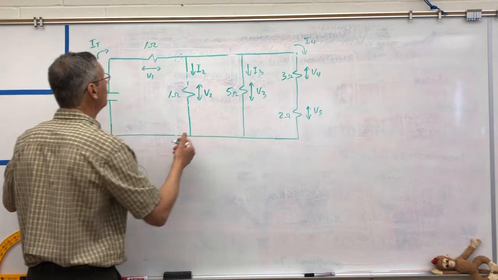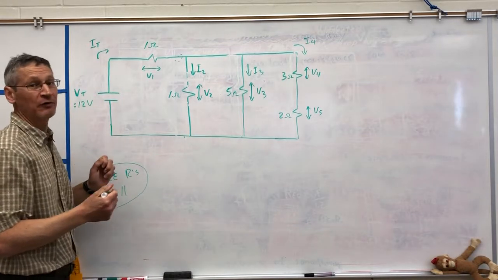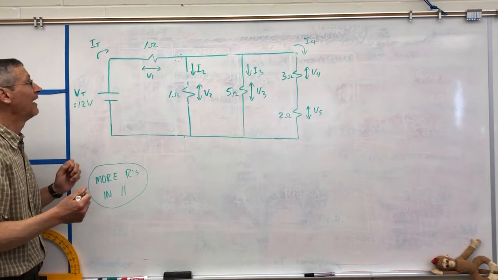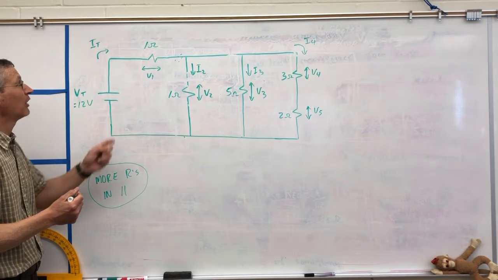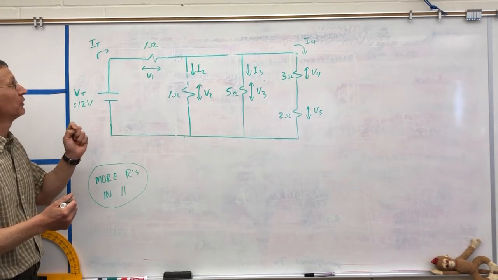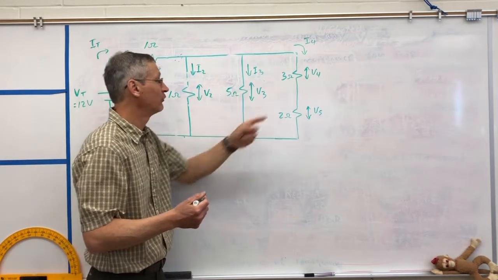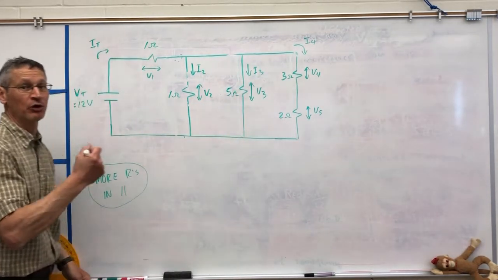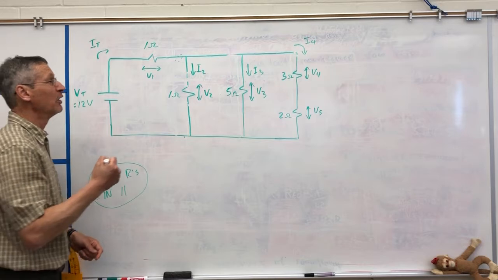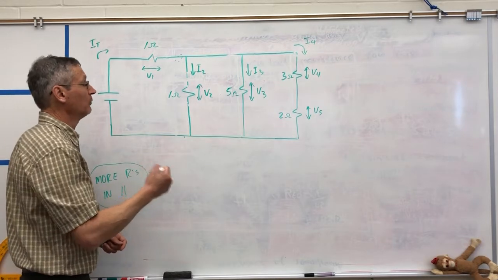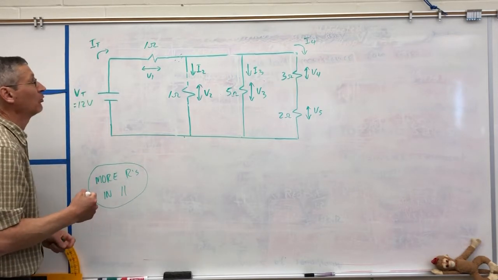And what we want to do in this circuit is figure out the current and the voltage drop across every single resistance. Okay, we've got 1, 2, 3, 4, 5 resistances. We want to figure out the current and the voltage drop through every single one of them. Okay, how can we do that?